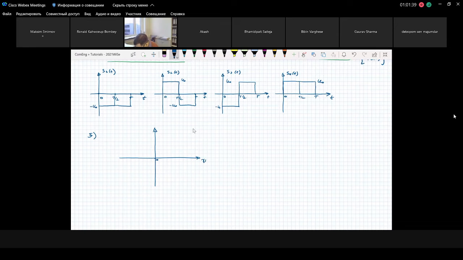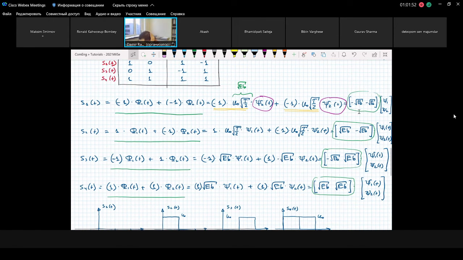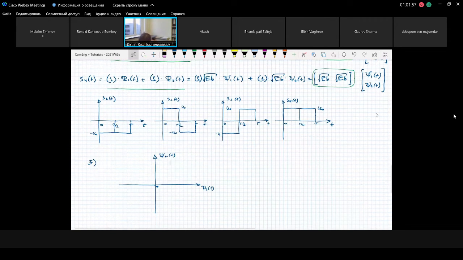So along the x-axis we say it will be our first basis function. Along the y-axis we have the second basis function. And let's take coordinates. So first coordinates will be minus square root of EB and minus square root of EB for the second basis function. Let's denote that this quantity corresponds to square root of EB, minus square root of EB along the x-axis, that is. Let's take 6 cells.